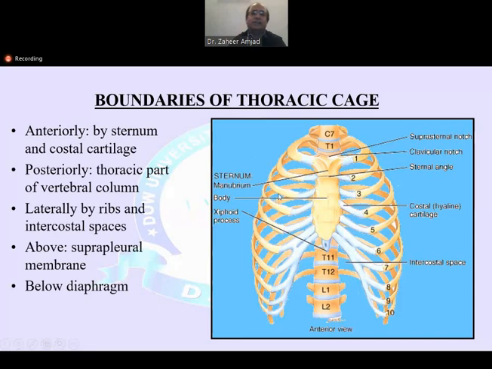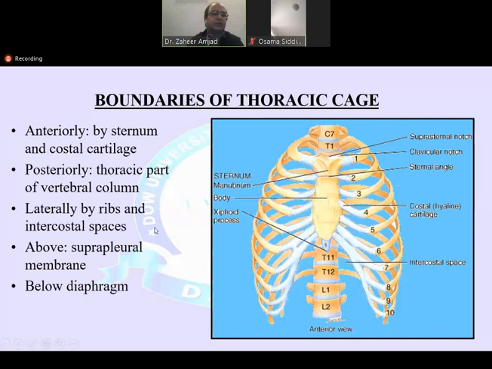If the vertebrae are 12 in number, the intercostal spaces would be 11 in number. These intercostal spaces are filled with the intercostal muscles, and the neurovascular bundle also lies over there.